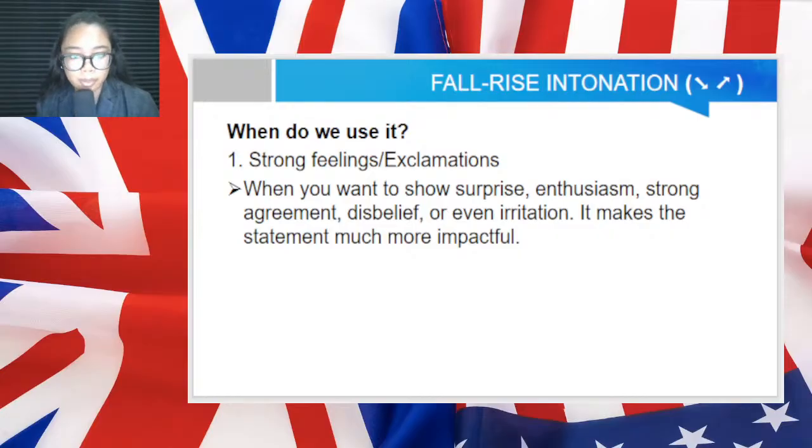First is surprise. You can imagine you hear some unexpected news. If someone says, "I got the job," you might respond with a rise fall on "Really?" Really? Again, really? Focusing on "really."